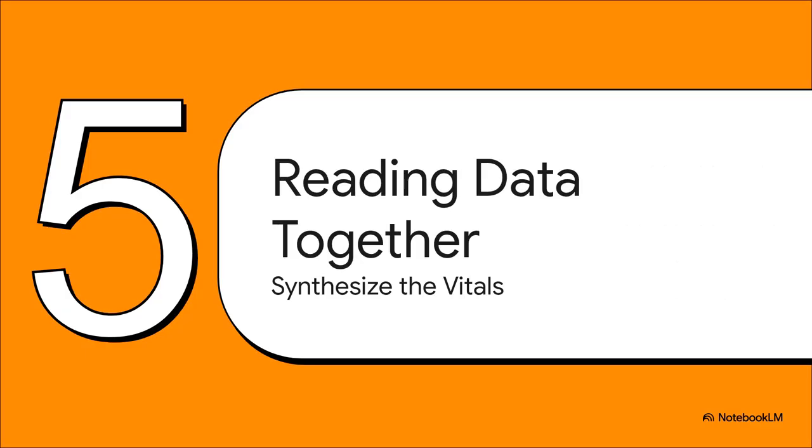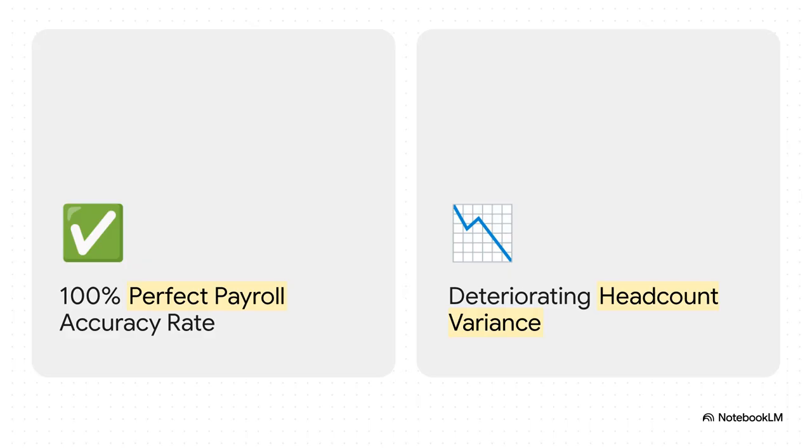Section 5. Reading the data together. Now, having these metrics is great, but looking at a single number in isolation doesn't really tell you the whole story. You have to synthesize the vitals. For instance, what if you see a 100% perfect payroll accuracy rate, but it's sitting right next to a deteriorating headcount variance between payroll and HR? Well, you aren't looking at a payroll success story there. You are looking at a severe data integrity problem. Sure, the system is paying the entered names perfectly, but the system doesn't match reality.